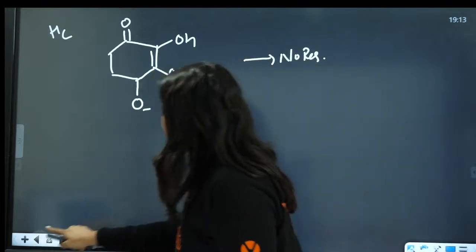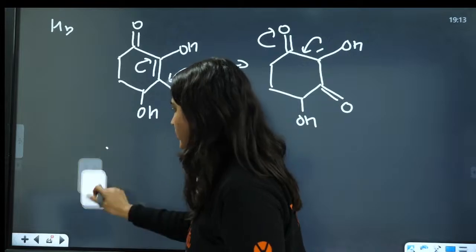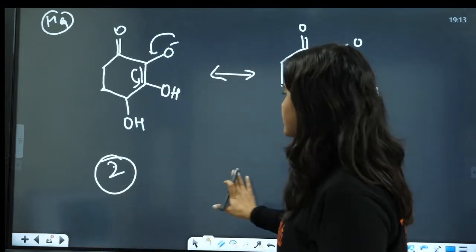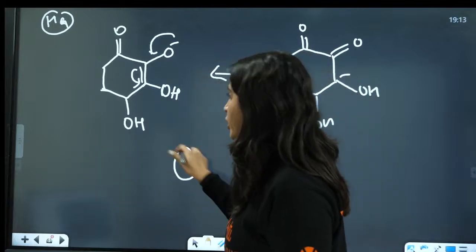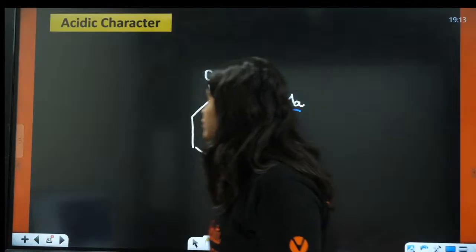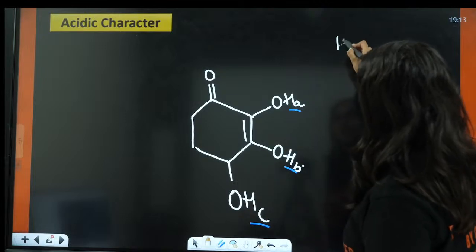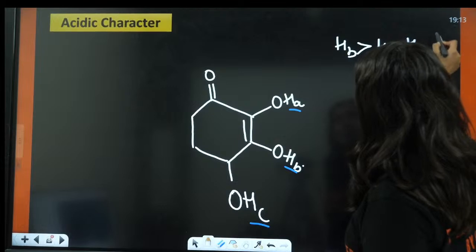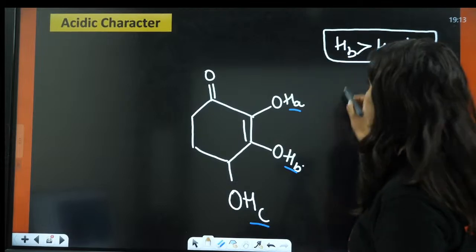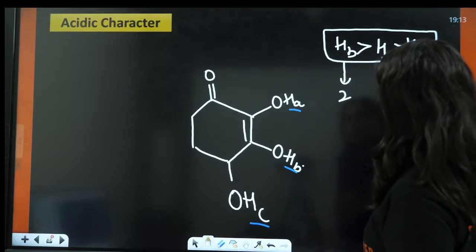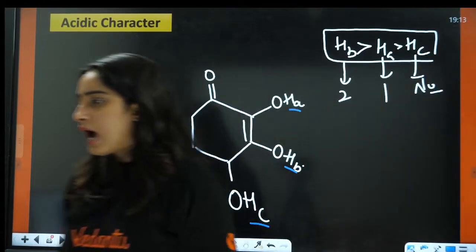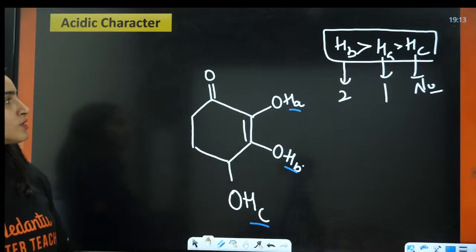Apart from this structure, the first has two resonating structures, this one has just one resonating structure, if I'm not including this structure. So HB is easier to lose than HA. Then HC is the most difficult to lose, because this forms two resonating structures, this forms one, and this forms no resonating structures. Understood, everyone? Understood this concept?